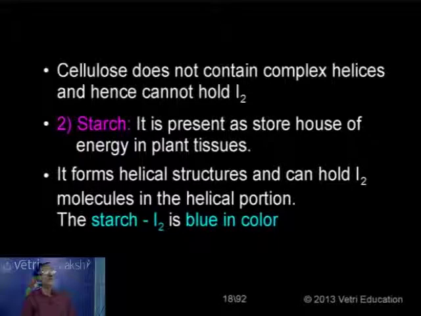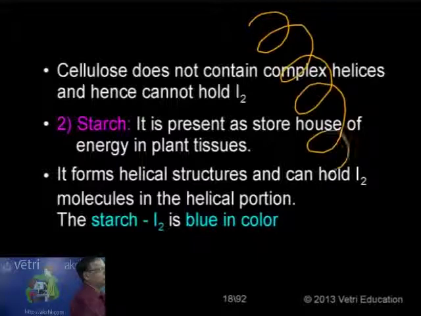Now, when cellulose is treated with iodine solution, it doesn't take blue color, unlike starch. When starch is treated with iodine solution, it becomes black or blue in color. What is the reason for that? The reason is that cellulose is a long chain and doesn't form helices like this. So it cannot hold iodine.